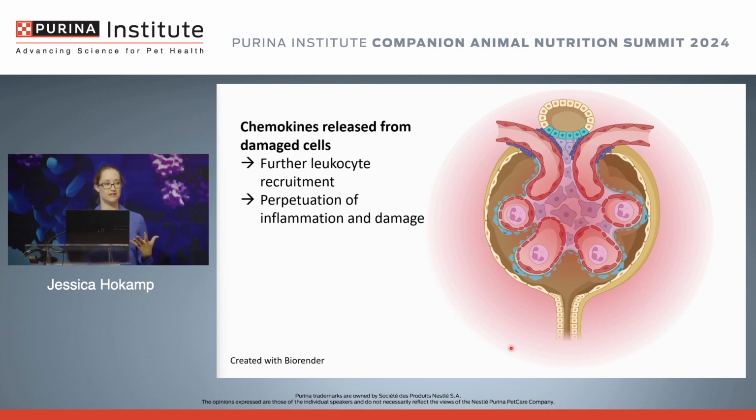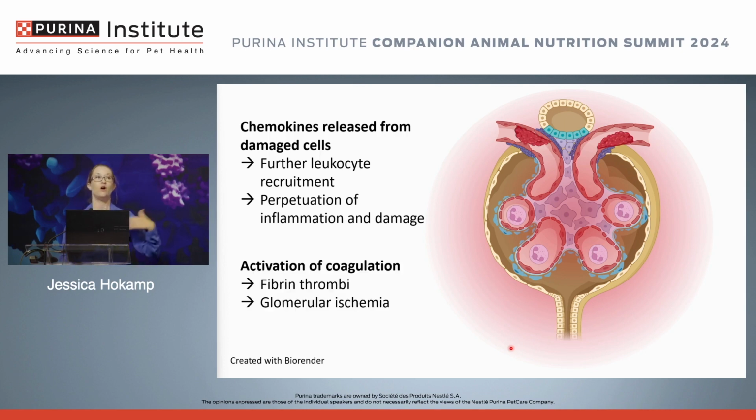As we have these damaged cells present, they release chemokines that can then further recruit leukocytes and perpetuate inflammation and damage within the kidney and within the glomerulus. We also have activation of the coagulation cascade due to presence of this significant inflammation, formation of fibrin thrombi, and potentially leading to glomerular ischemia.